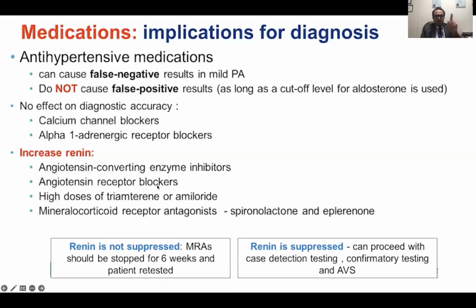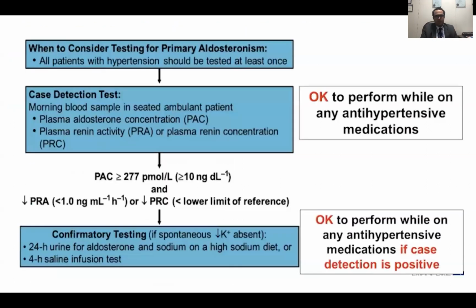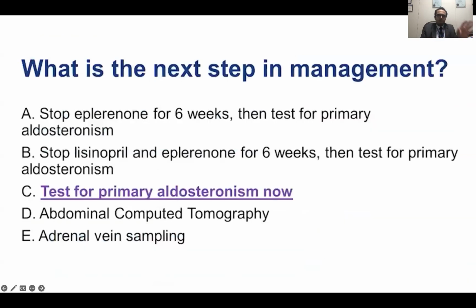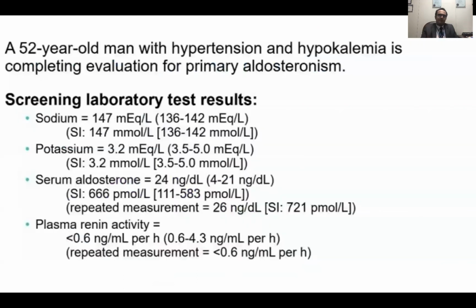We see if the renin is suppressed, then you can proceed to the case detection test, to the confirmatory test, to AVS, to anything. But if the renin is not suppressed and you have a high index of suspicion for primary aldosteronism, at that point of time, MRAs should be stopped for 6 weeks and then the patient is retested. So remember, it is okay to perform the test while on any antihypertensive, and okay to perform even this confirmatory test on any antihypertensive. So test for primary aldosteronism now.